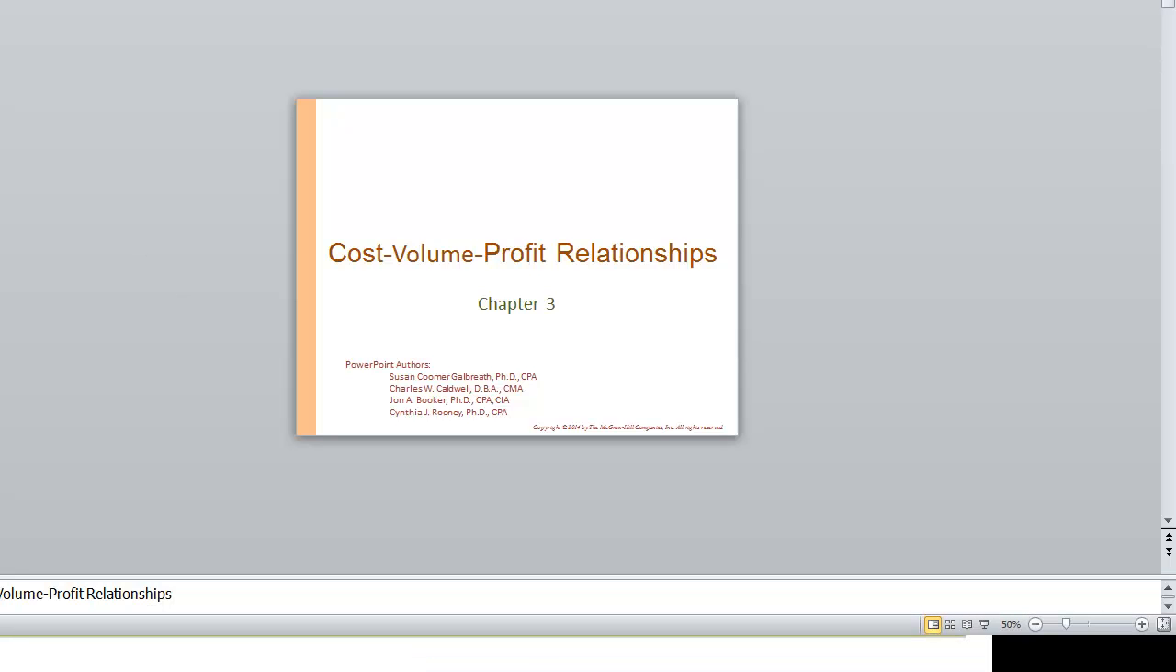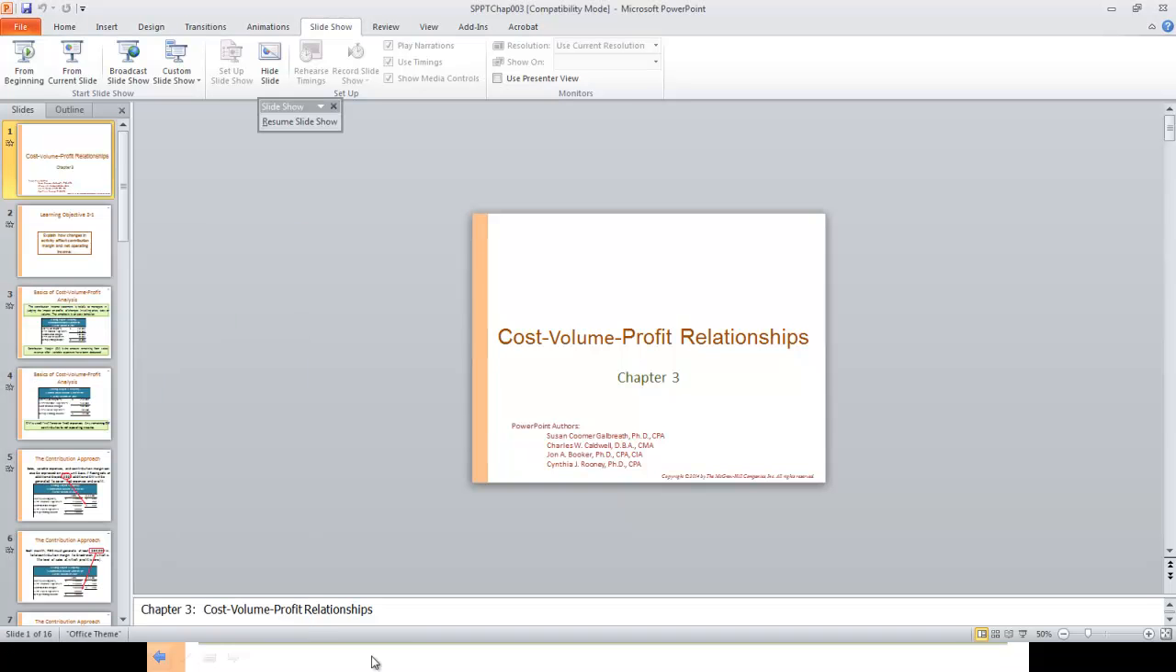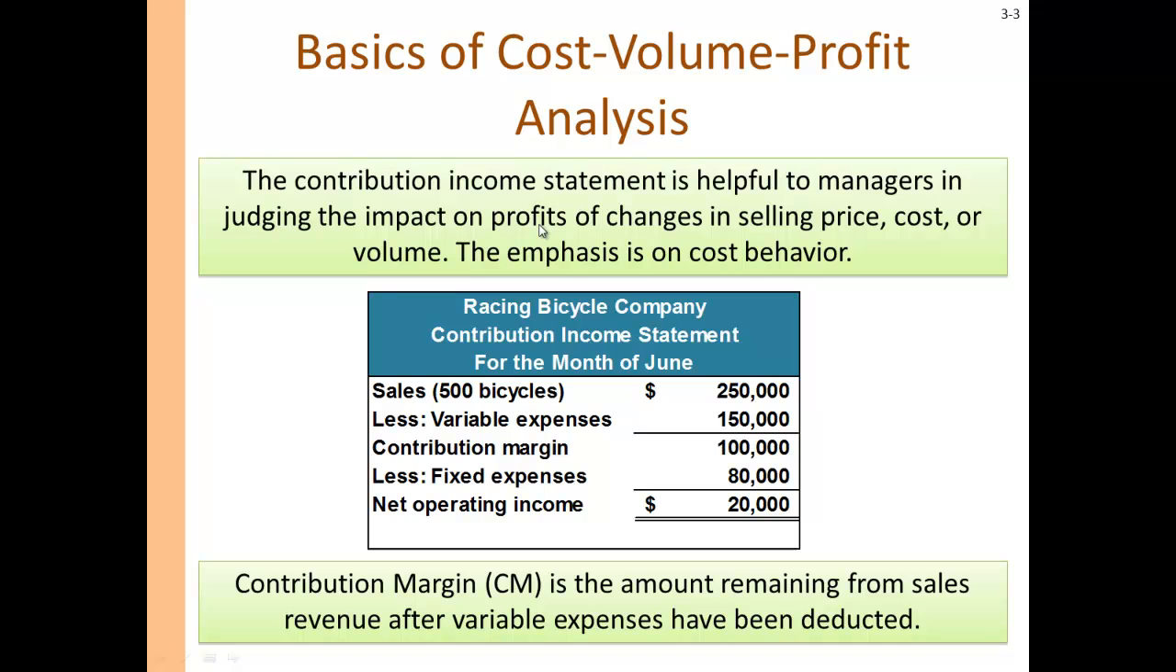The contribution income statement is helpful to managers to judge the impact on profits of changes in selling price, cost, or volume. The emphasis is on cost behavior. So below we have a racing bicycle company contribution income statement.